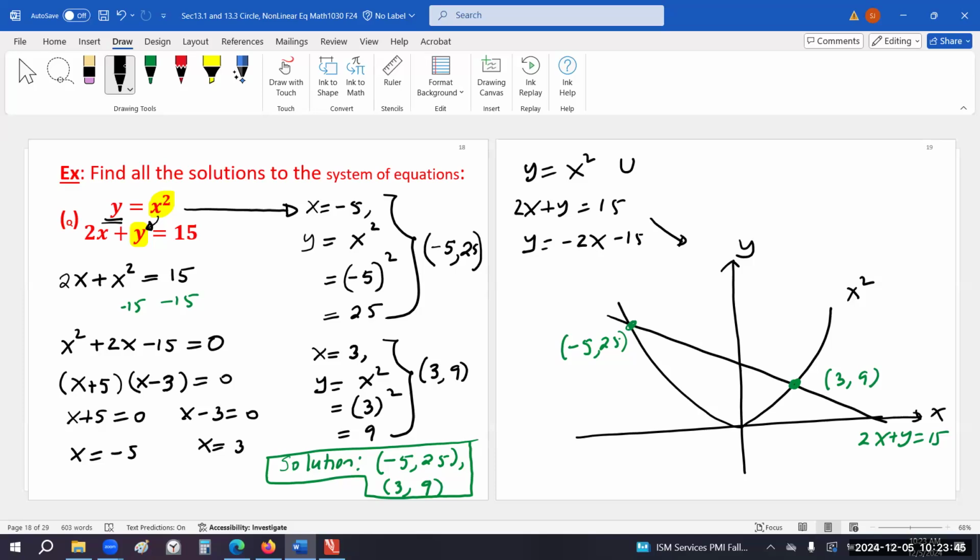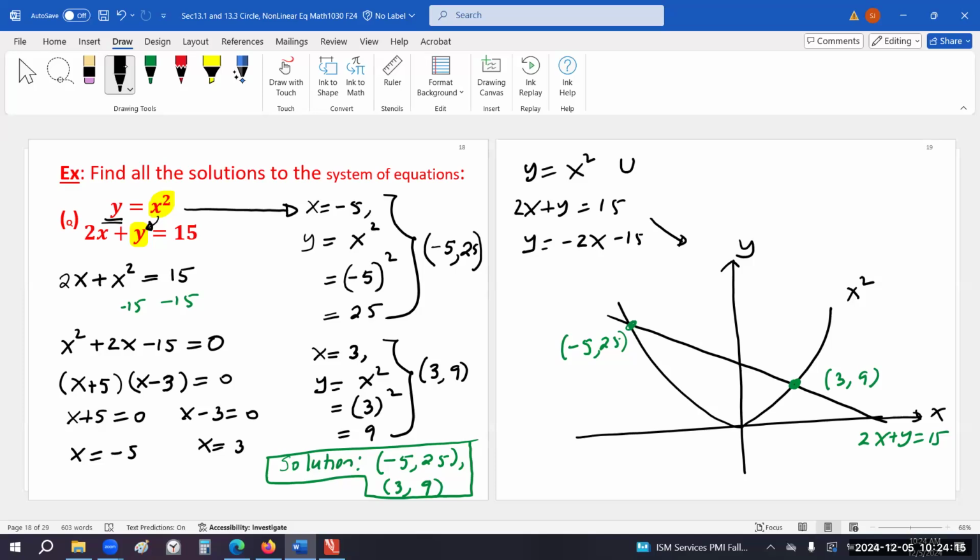Any question? Was any step unclear or confusing? So this method is called substitution. We substitute one variable with another variable into one of the equations. We solve for the variable. We substitute back again into the other equation to solve for the other variable.